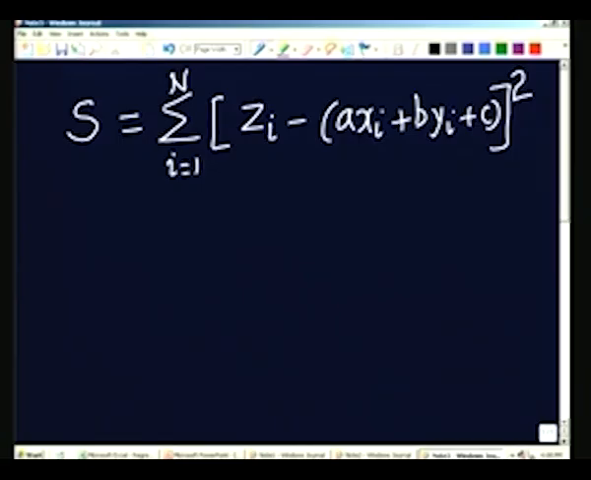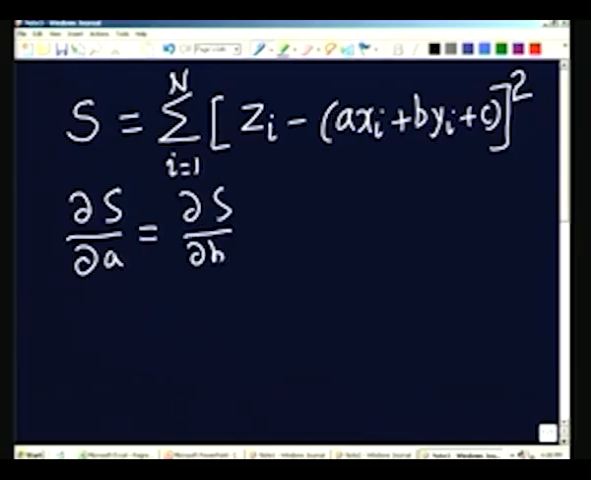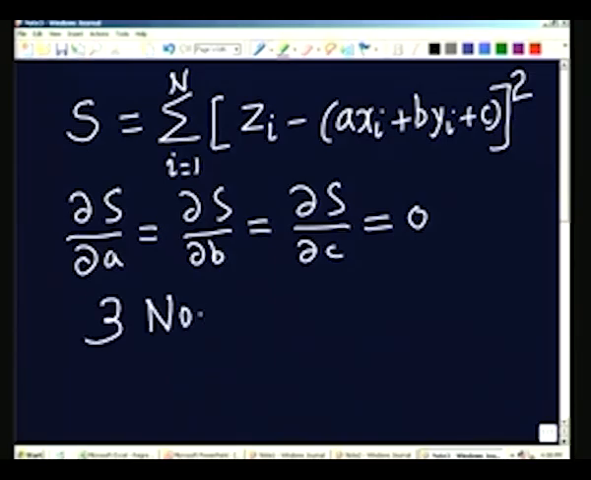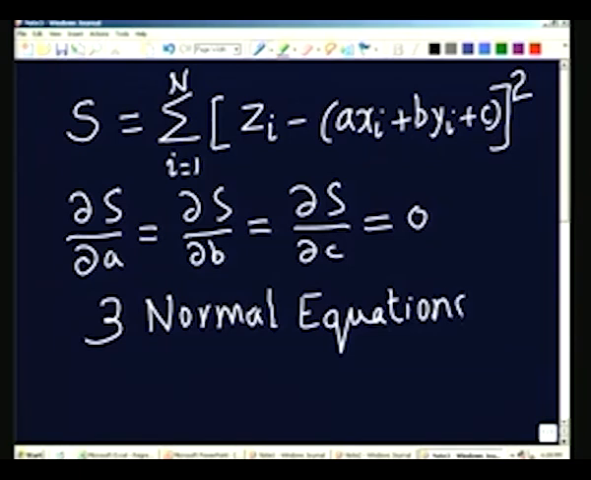So, again you will see that the procedure is very simple. I have to set dou S by dou A, dou S by dou B, dou S by dou C all equal to 0, and this will give three normal equations which have to be solved simultaneously. Actually, I will just give one normal equation. The student can work out how the other ones are going to look.